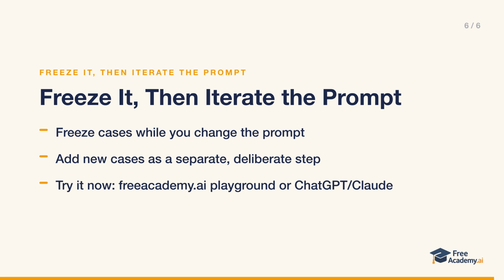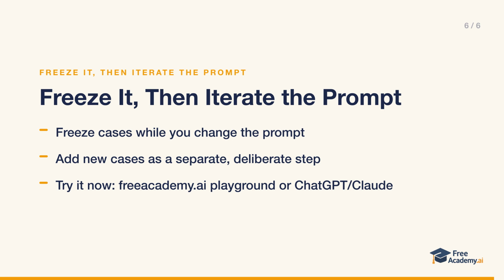Once your eval set is good, freeze it. The whole point is that your test cases stay constant while you change the prompt. If you keep editing both at once, you can never tell whether a score change came from the prompt or from the cases. Over time, you'll add new cases, especially when a real failure shows up that your current set missed. That's healthy, but add cases deliberately, as a separate step from prompt tuning, not in the middle of it. Treat your eval set like a growing library of known hard problems.